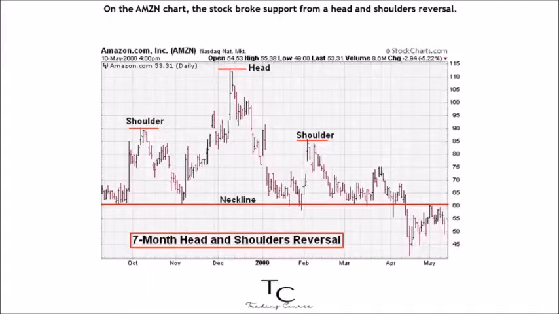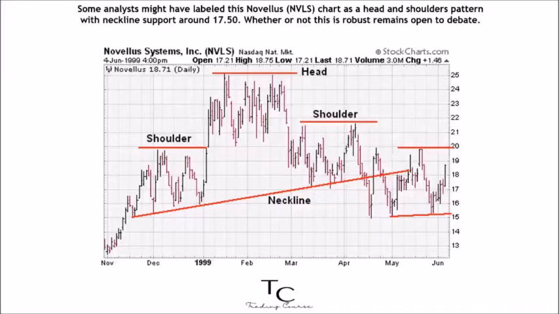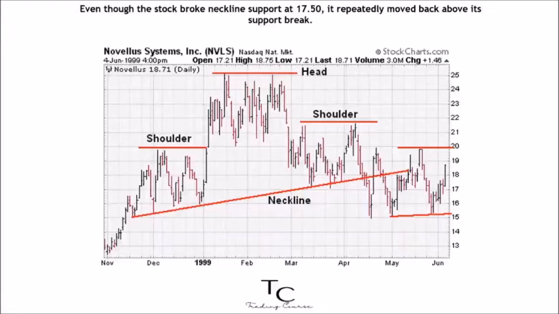On the AMZN chart, the stock broke resistance from a head and shoulders reversal. While the trend is now bearish, analysis must continue to confirm the bearish trend. Some analysts might have labeled this Novellus NVLS chart as a head and shoulders pattern with neckline support around 17.50. Whether or not this is robust remains open to debate. Even though the stock broke neckline support at 17.50, it repeatedly moved back above its support break. This refusal might have been taken as a sign of strength and justified a reassessment of the pattern.